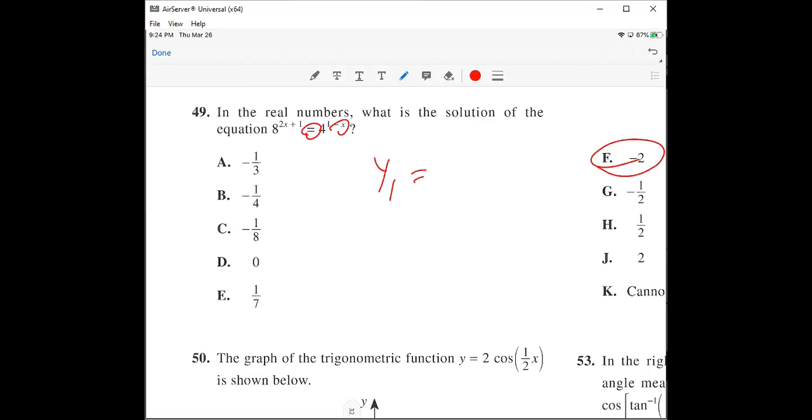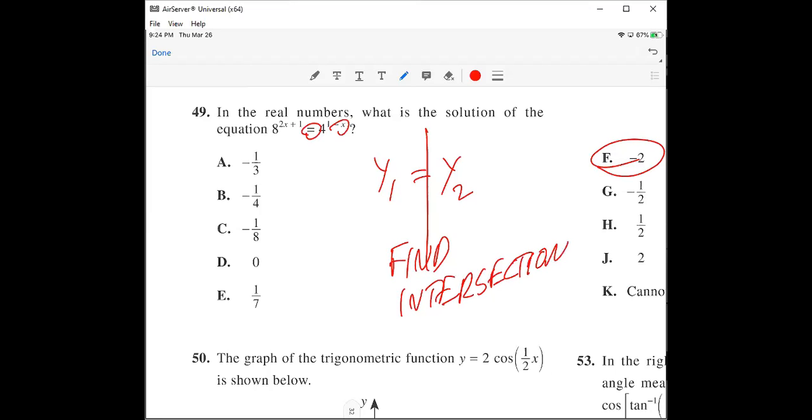Y1, Y2, find the intersection. You can use this on a lot of problems, especially on some of the problems that are considered more difficult. Now, even if you can solve this algebraically, which I can, I wouldn't do it algebraically. It just invites messy errors or sloppiness. So again, make sure you use your calculator strategically.